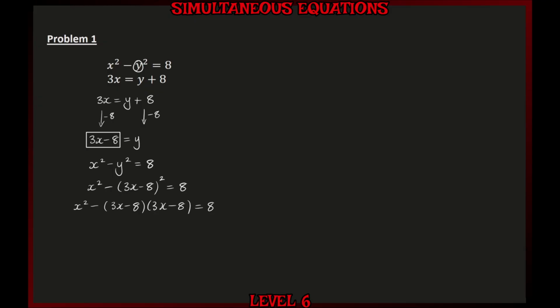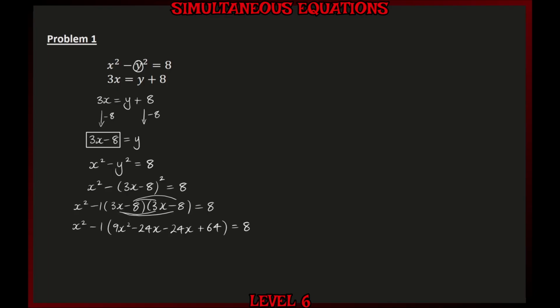Now the minus in front of those two brackets is like a minus 1. So I'm going to write x squared minus 1 times, and now I'm going to expand the brackets. So we have 3x times 3x, which is 9x squared. 3x times minus 8 is minus 24x. Minus 8 times 3x is minus 24x again. And minus 8 times minus 8 is plus 64. We can close the bracket, and that's equal to 8.